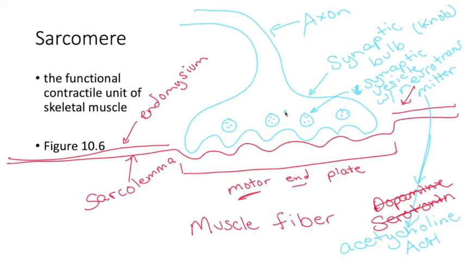When the neuron fires and sends an electrical impulse down and it reaches the synaptic bulb, the vesicles will then go to the plasma membrane, the edge of the cell of the neuron, and it will dump this acetylcholine into this little space.